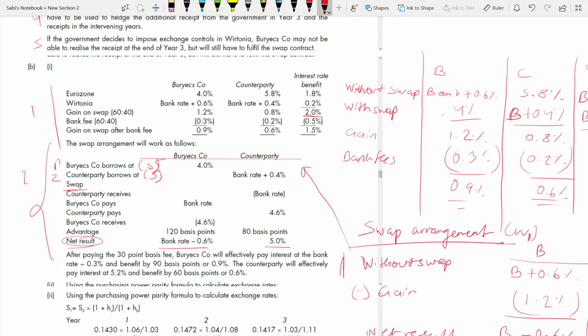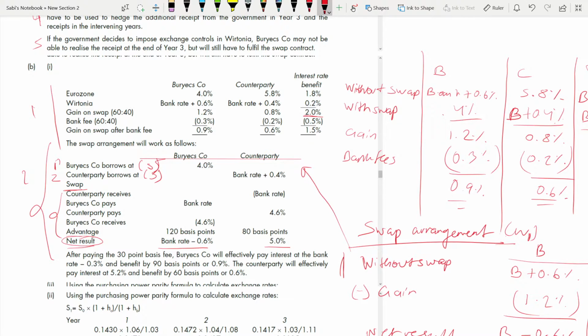After that, these 4 things come. See, after you write swap, keep 4 lines, because 4 lines only you need. 2 companies, right? At some rate, Bruce company will pay and he will receive also. Counterparty also will receive and pay. So 4 lines you need. So under swap, keep 4 lines. Then write your advantage and write your net result.